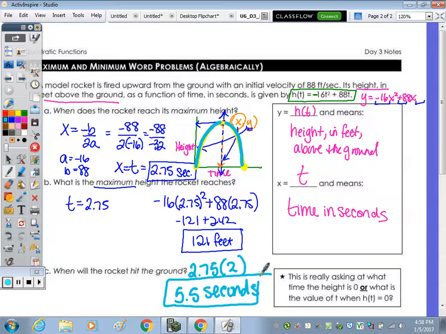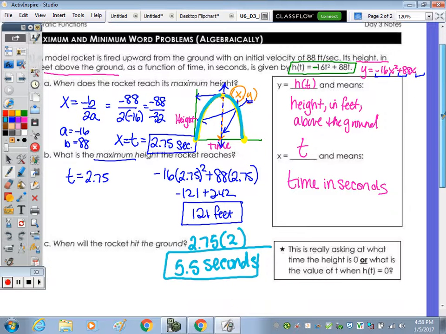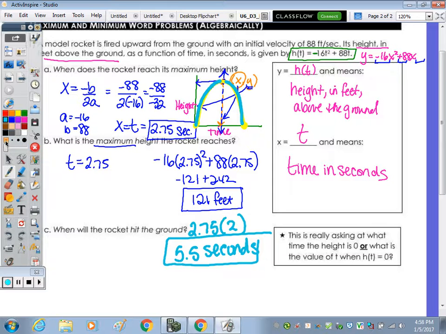And then the note here, which I didn't notice, says this is really asking at what time the height is at 0, or what is the value when h of t equals 0. So if we did 0 equals negative 16t squared plus 88t, that's actually solving a quadratic, okay? And we'll get into solving a quadratic equation on the next day, so tomorrow, or the next class, okay? So next class we'll learn how to solve that, but for now we'll just use the graph.